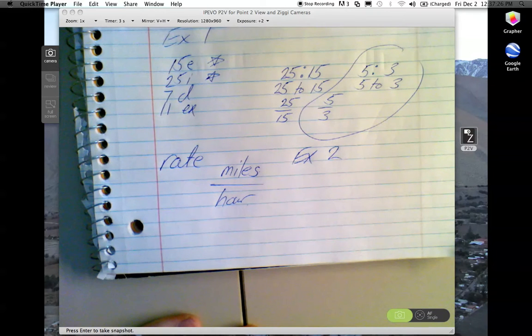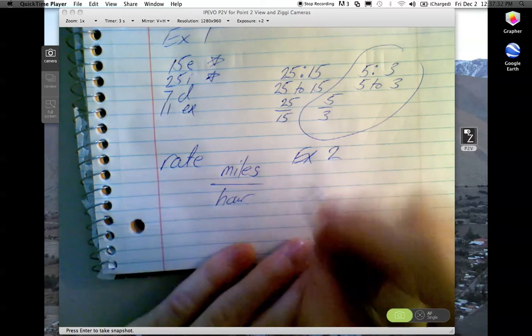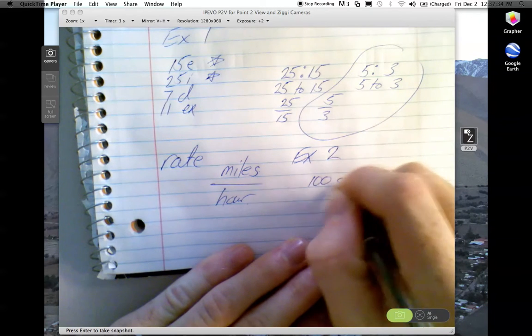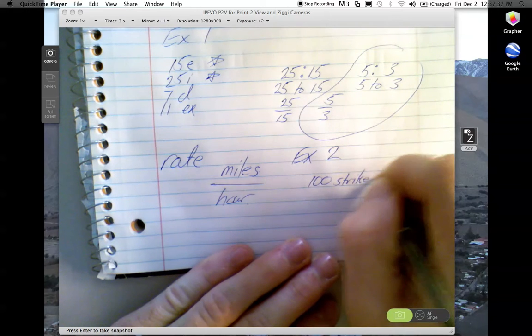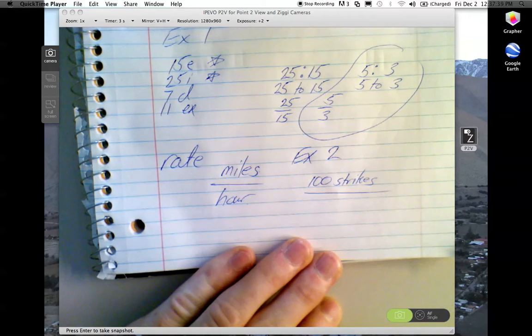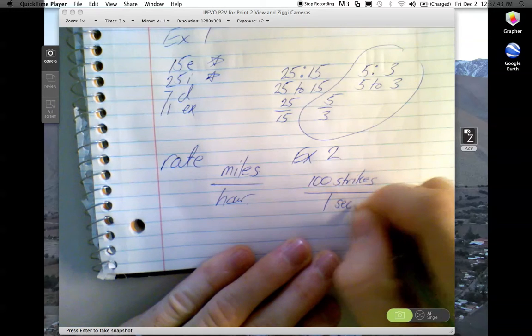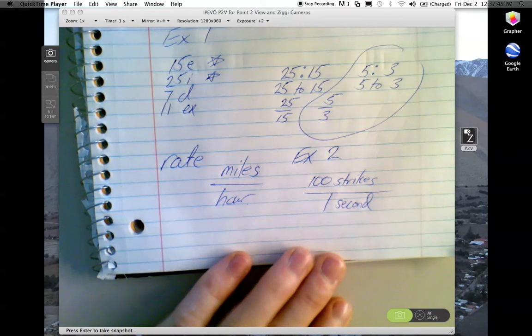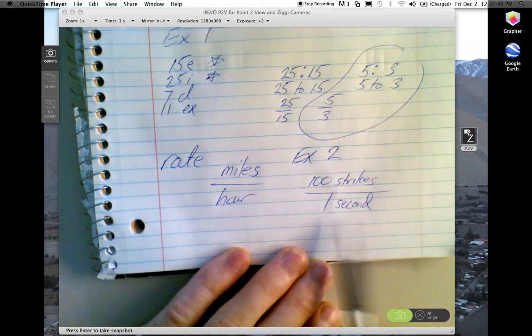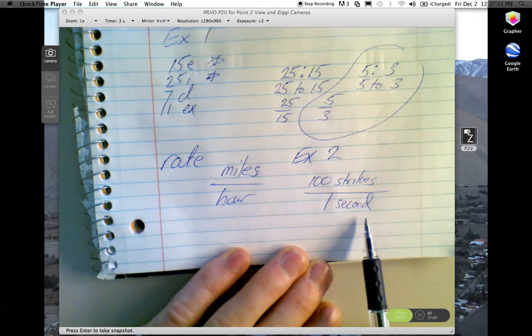Lightning strikes about 100 times per second around the world. About how many times does lightning strike per minute around the world? So lightning, 100 strikes per every 1 second. And we want to find out how much is it in minutes. Well, how many seconds are in a minute? It's going to be 60, correct?